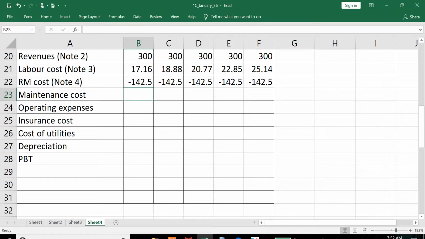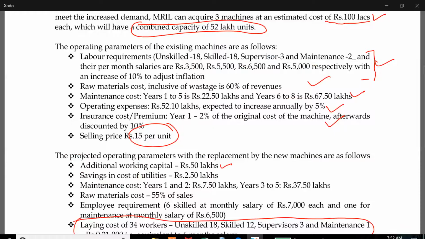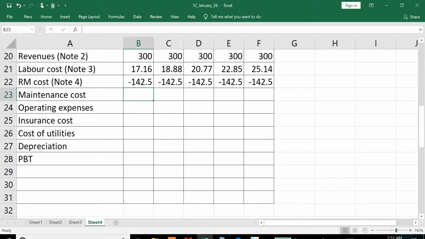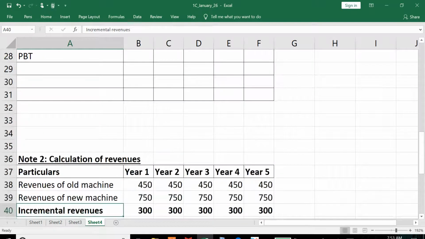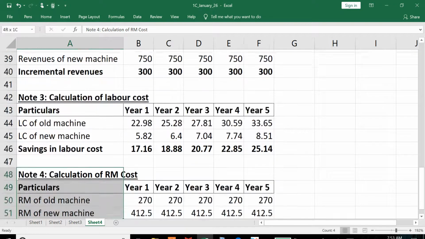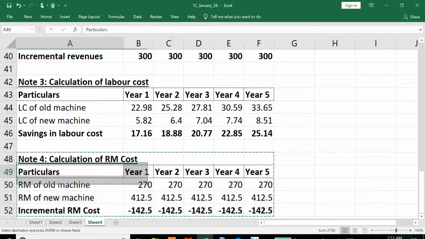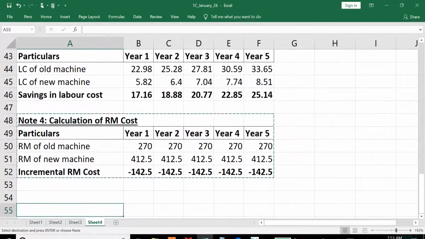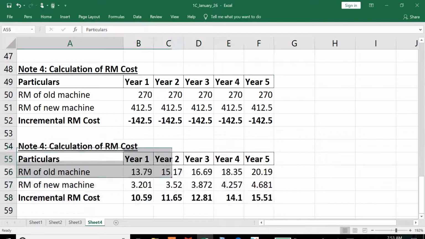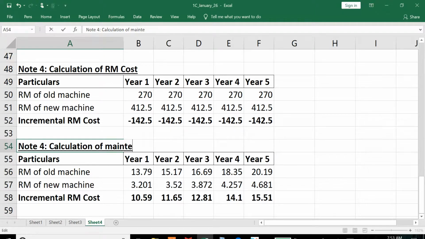Any doubts on this? Okay, coming to the maintenance part, it's better to write a working note. Note 5. This is a comprehensive problem. This will explain what is to be done in case of detailed analysis. Note 5, calculation of maintenance cost.